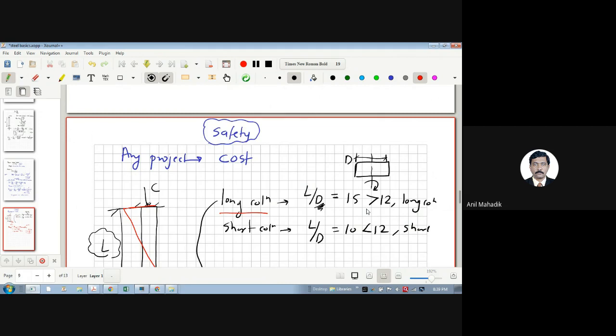But in general, if you are designing any compression member of any material, RCC, steel, wooden, aluminum, whatever materials are available in the market, the philosophy is same. It depends on the slenderness ratio.